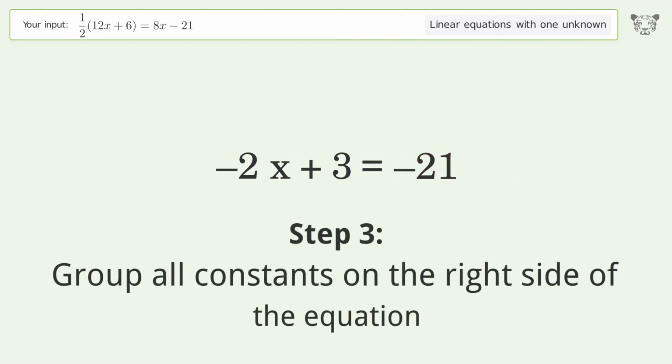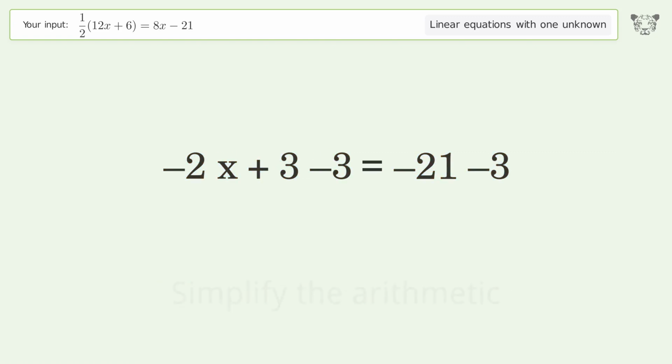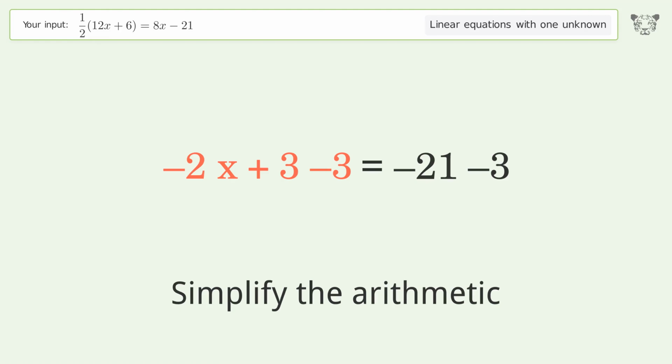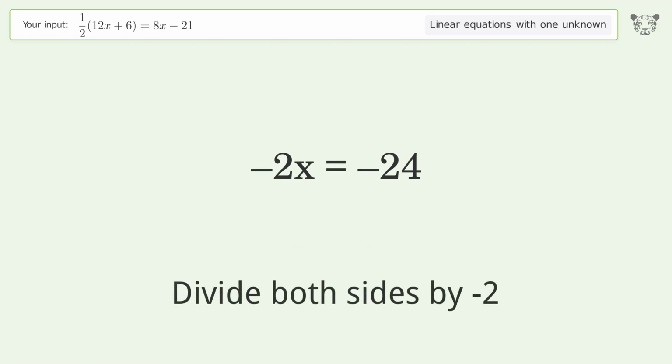Group all constants on the right side of the equation. Subtract 3 from both sides. Simplify the arithmetic. Isolate the x. Divide both sides by -2.